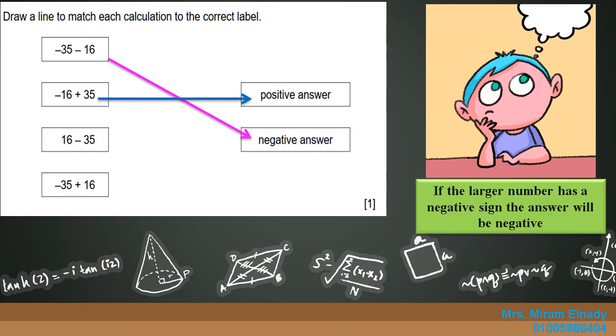And the last two, because 35 is the largest number, or the larger between both. We are not checking the sign now. We're just checking the number, large or small. 35 as a number is larger than 16, but it comes with a negative. So the final answer will be negative. Also, negative 35 will be negative.